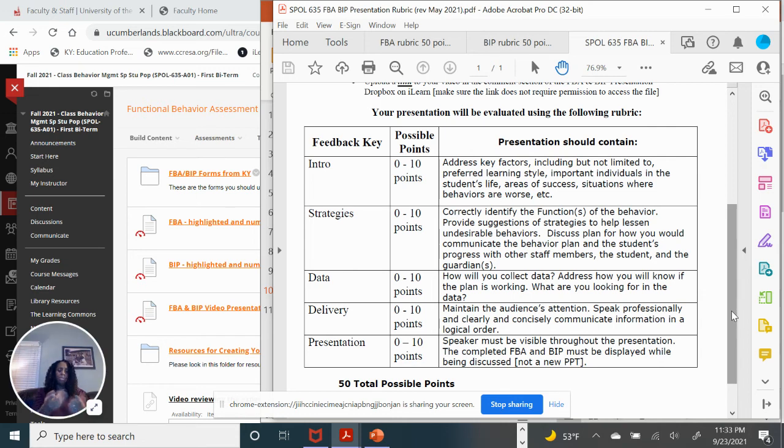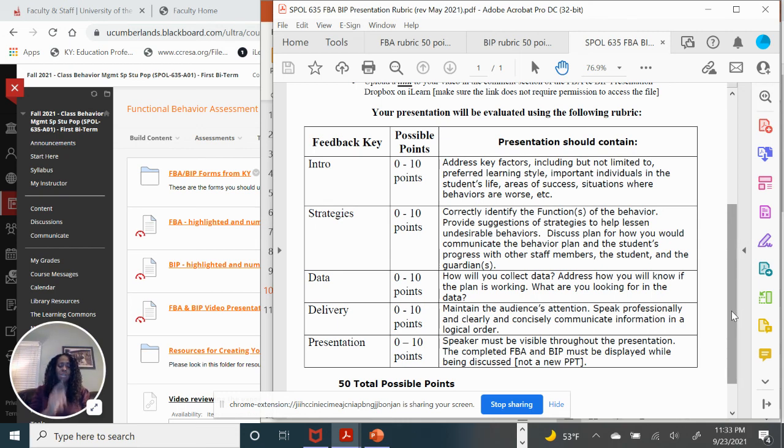Your delivery. When you're presenting to me, make sure that you're maintaining the audience's attention, speaking professionally and clearly, and concisely communicating the information in a logical order. So don't jump all over the place. And again, be concise, clear, and communicate the information so that someone else would understand it. So don't use a lot of jargon. Even though I may know it, you're presenting it as if you're presenting it to the parent.